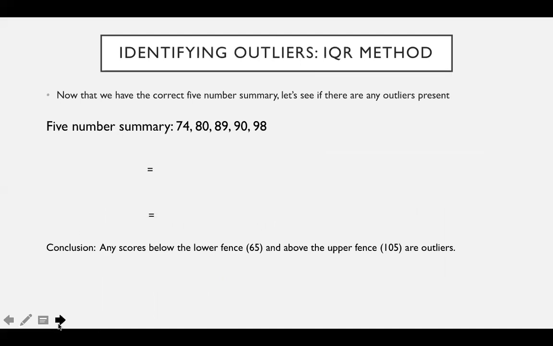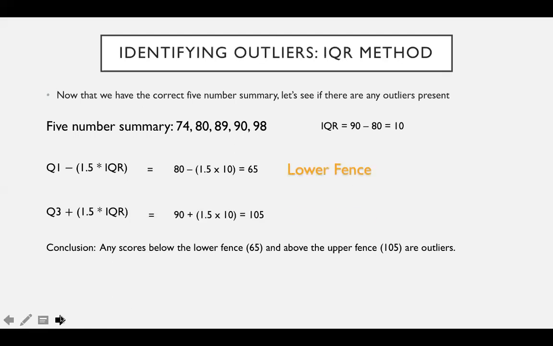All right, so our 5-number summary, we just got that. So we can calculate our IQR by taking our third quartile, which is 90, minus Q1, which is 80, and we can get an IQR of 10. So we can start calculating through the IQR method our lower fence and our upper fence.